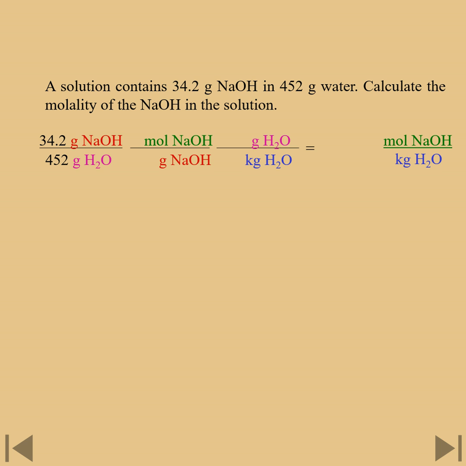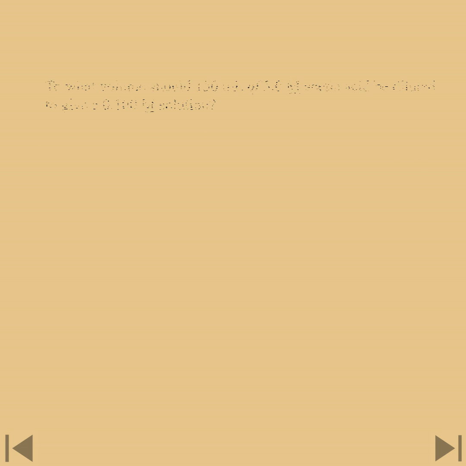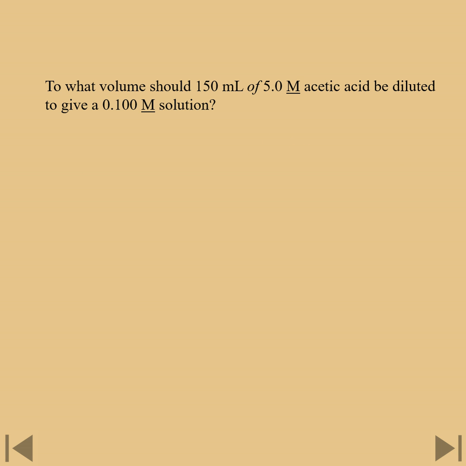Molar mass of sodium hydroxide, 40.0 grams per each mole. And 1 kilogram, 10 to the positive third grams. And I come up with a 1.89 molal solution. Okay, to what volume should 150 milliliters of 5 molar acetic acid be diluted to give a 0.1 molar solution?